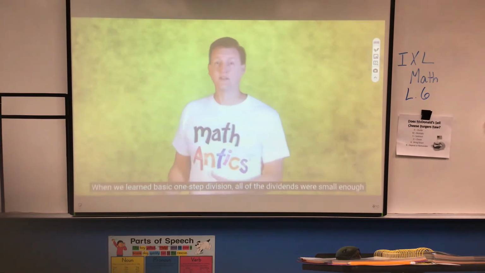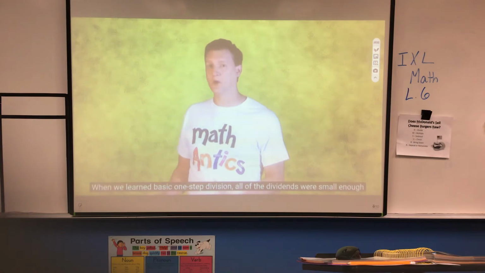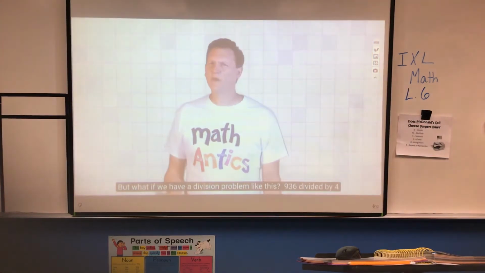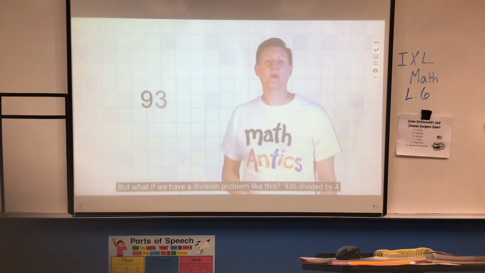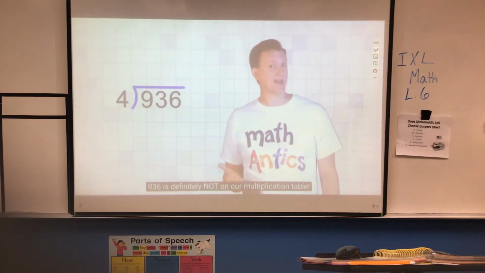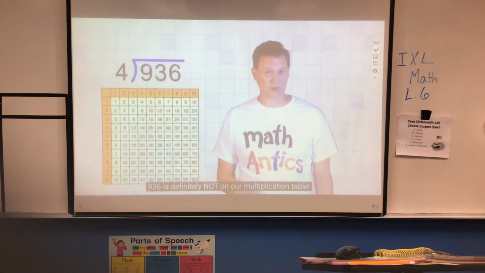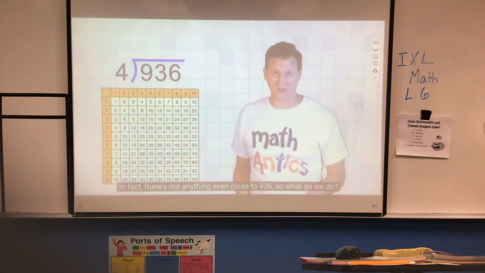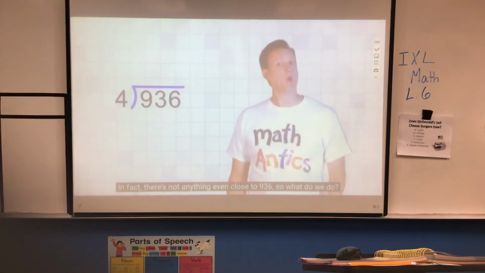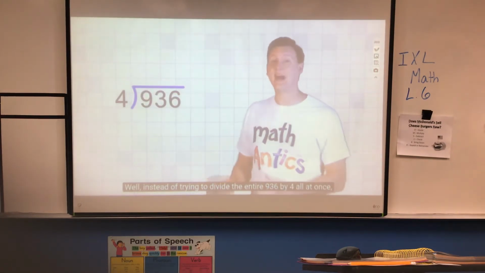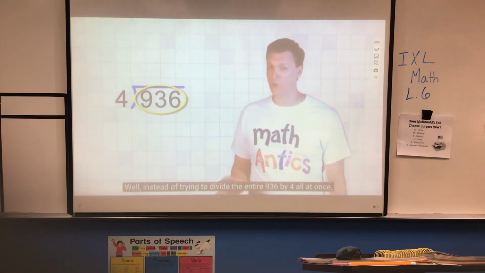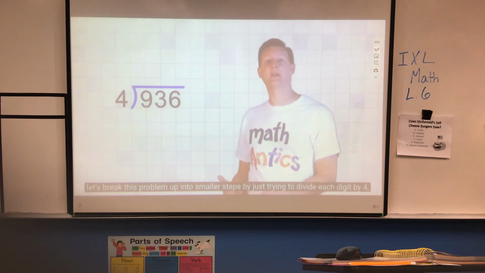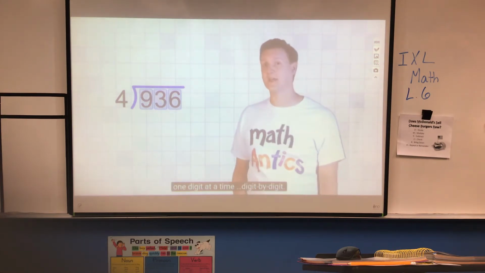When we learned basic one-step division, all of the dividends were small enough that we could just use the multiplication table to help us find the answer. But what if we have a division problem like this? 936 divided by 4. 936 is definitely not on our multiplication table. In fact, there's not anything even close to 936. So what do we do? Well, instead of trying to divide the entire 936 by 4 all at once, let's break this problem up into smaller steps by just trying to divide each digit by 4, one digit at a time, digit by digit.